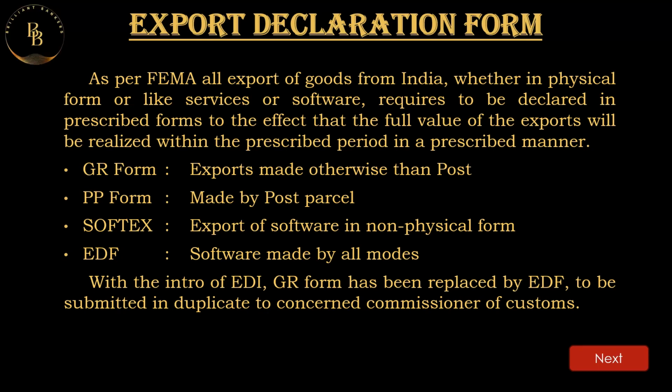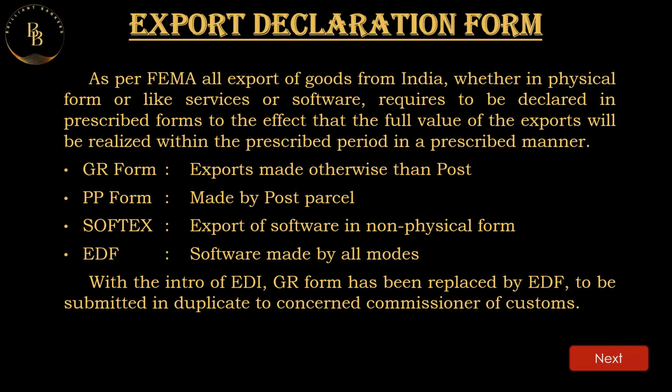As on date, with the introduction of the EDI system, that is the electronic data interchange system, at certain customs offices where the shipping bills are processed electronically, the GR form has been replaced by the EDF, that is the export declaration form. So the GR form has been replaced by the export declaration form in few centers where they do have the electronic data interchange system.